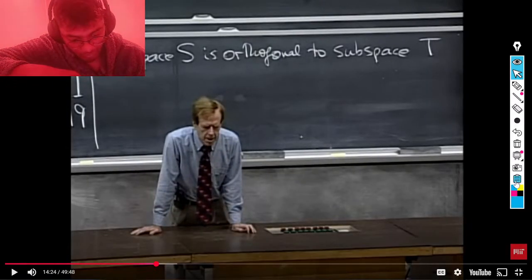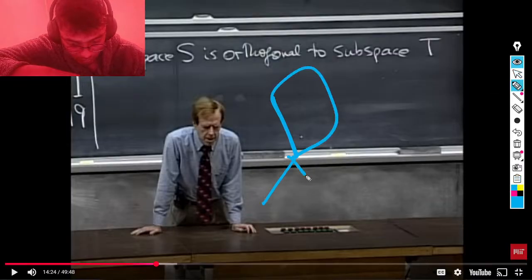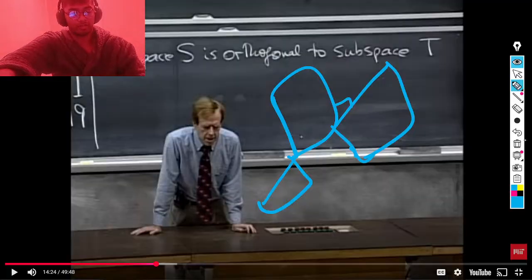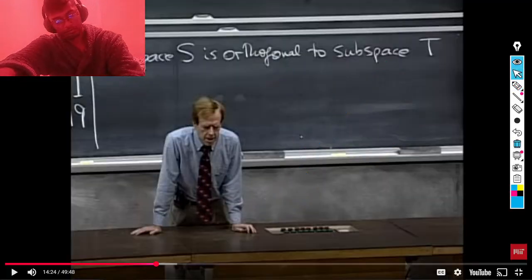So this is how the subspace will look like. And these need to be 90 degrees, I think. How is that possible? I don't know.